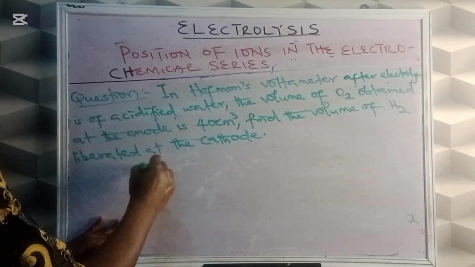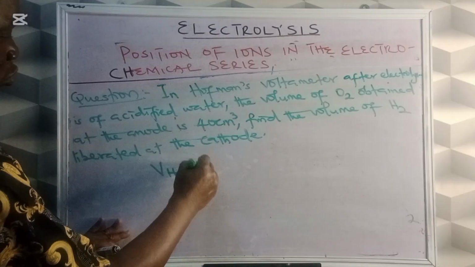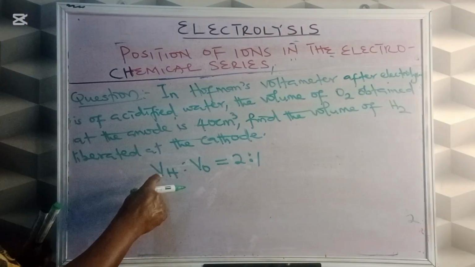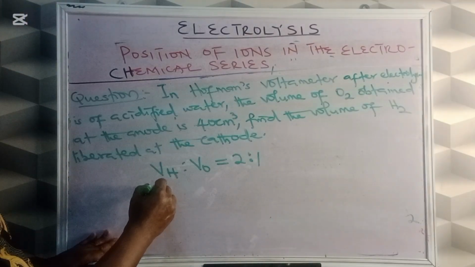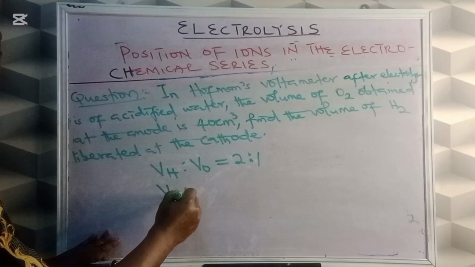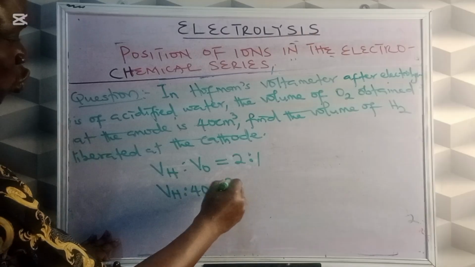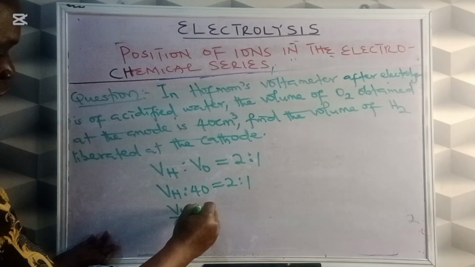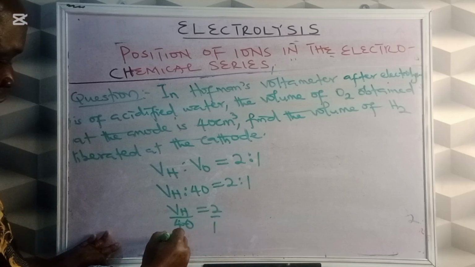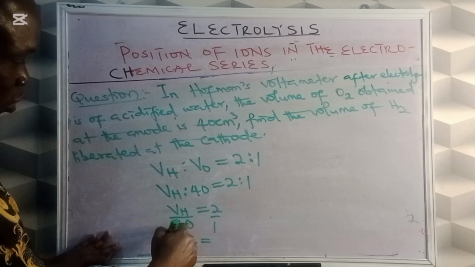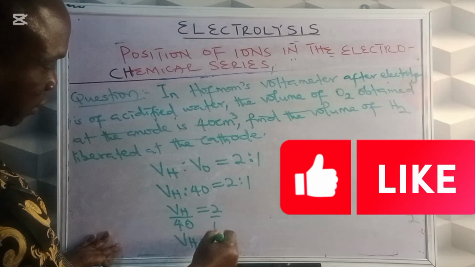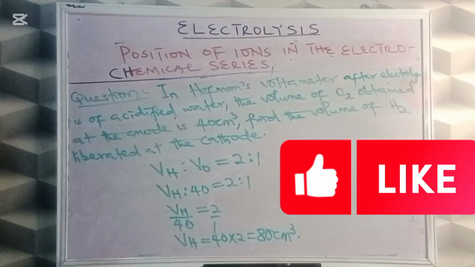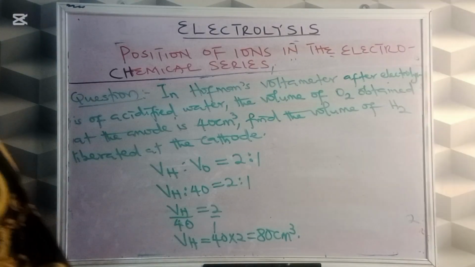Always remember, the ratio of volume of hydrogen to volume of oxygen is 2:1. Don't forget. The volume of hydrogen we don't know. The volume of oxygen is given to be 40. So VH over 40 is equal to 2 over 1. When you cross multiply, VH equals 40 times 2, so the answer is 80 cm3. Take note of that calculation.